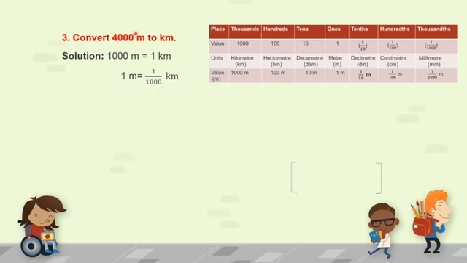Then we have to convert. Always we have to talk about 1 meter making how many kilometers. If 1000 meter makes 1 kilometer, then 1 meter makes how many kilometers? That time it will be in fractional form. So it is 1 by 1000th kilometer. So 1 meter equals 1 by 1000th kilometer.